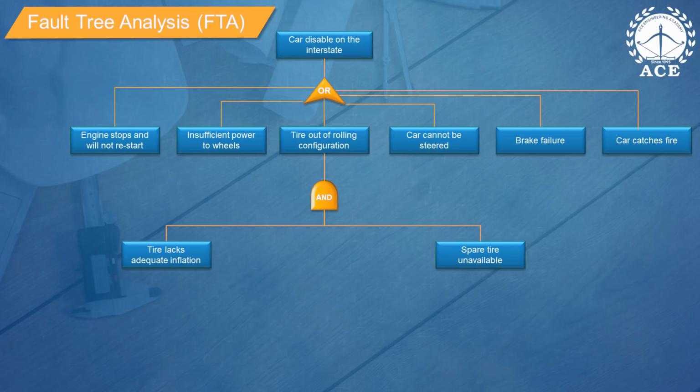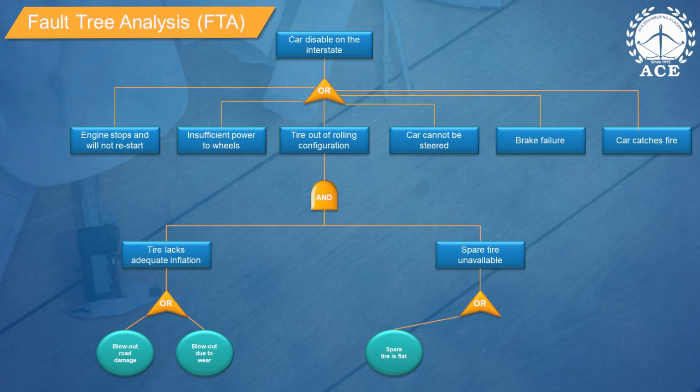Now, if we take again one of the reasons for the failure, the tire does not have sufficient air pressure. Either it can be the damage of the tire, or because of some sharp object it has got deflated. Again, if we take a condition where the spare tire is unavailable, the possible reasons with a logical OR can be the spare tire is also flat, or the spare tire is missing, or the person who is actually driving the car does not know how to install a spare tire.